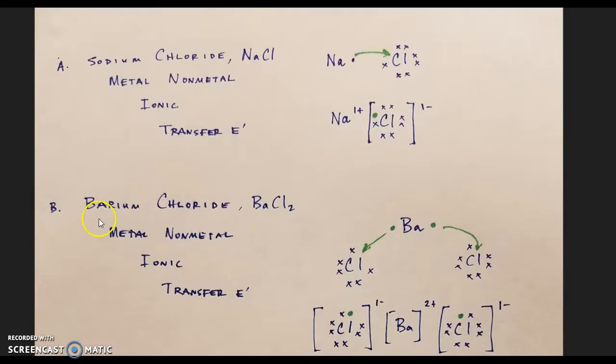Our barium chloride, same type of example as A. However, this time we need 2 chlorines, 1, 2, because barium has 2 valence electrons. Each electron needs a home to go to. If that happens, then we have chlorine with a negative 1 charge. The barium gave away 2 electrons, so now it has a positive 2 charge.